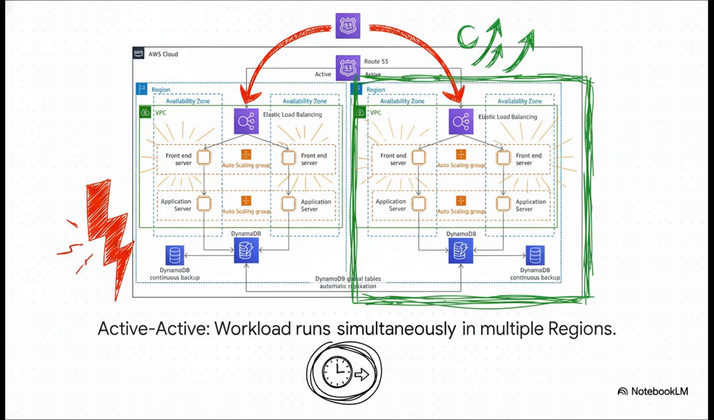Now, let's look at the active-active model. You can see the difference right away. Look at the top. The arrows from Route 53 are pointing to both regions. There's no standby here. They are both live, both serving users.